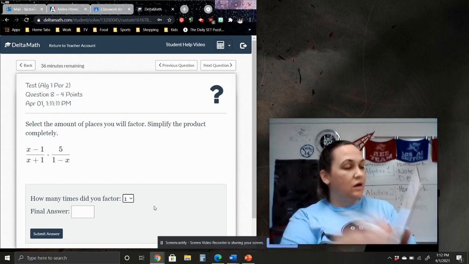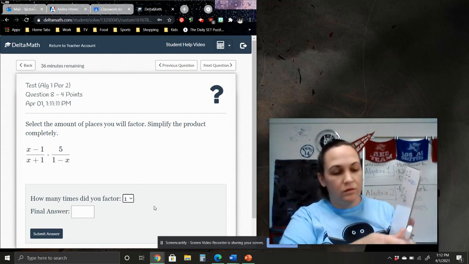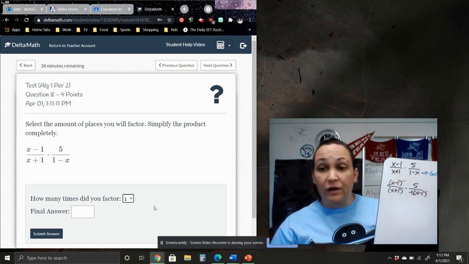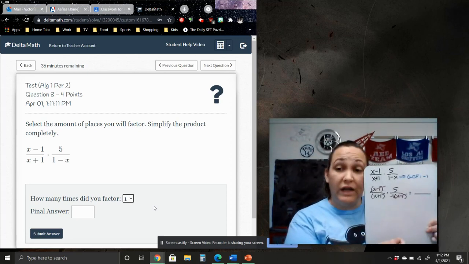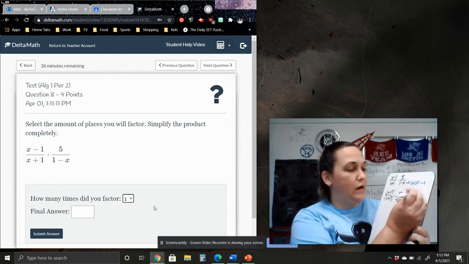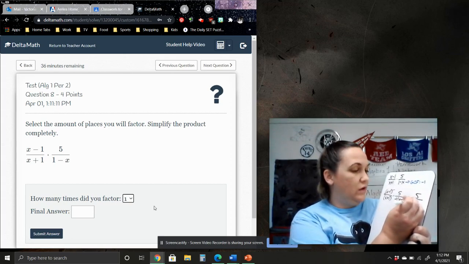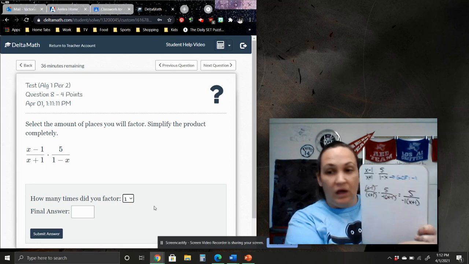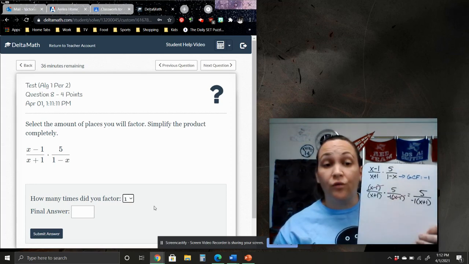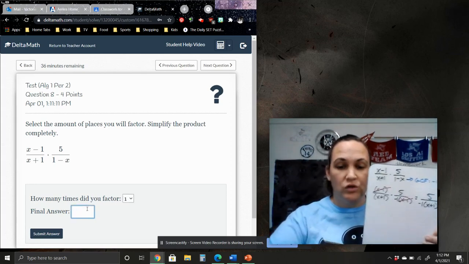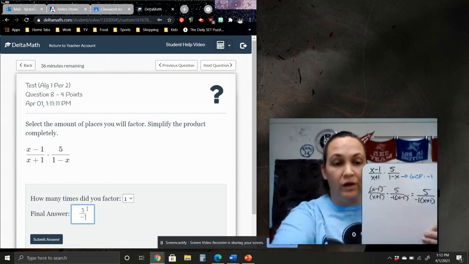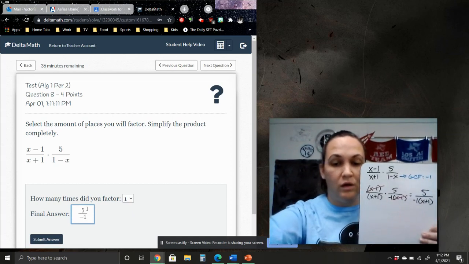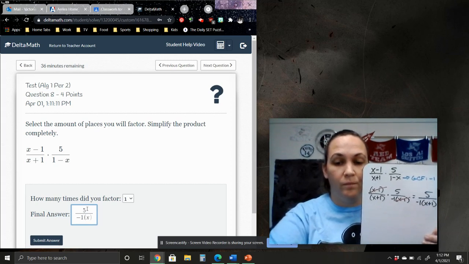If I cross off these two things, now I can write my final answer. When you're writing a final answer, even though it started as two fractions, you want to write it as just one fraction. So it's 5 over -1 times x plus 1. And again, make sure to keep it in factored form. Do not multiply it back out. If you multiply it out, it looks like you never even factored to begin with. So make sure that you're keeping it in factored form.